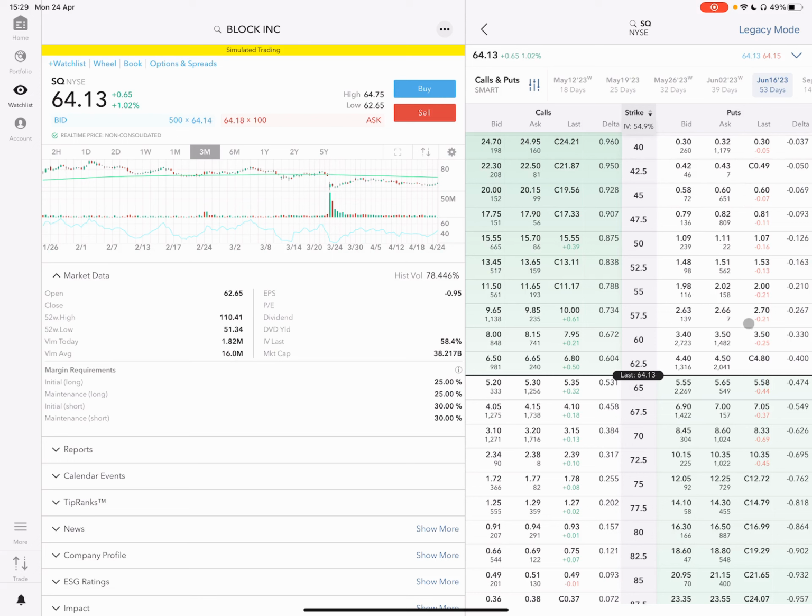Usual option chain, you've got the puts on the right, calls on the left, strike going down, and then going up, and the price going up. So we want to sell a put option, so we want to be looking at the right hand side.